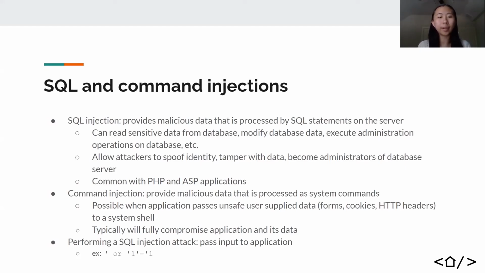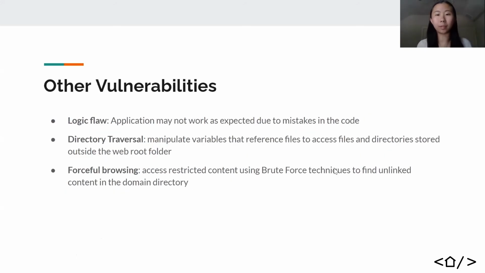One example of a SQL injection that you can do is this input to the application that's under the example. We'll actually explain how this works when we go through the Try Hack Me room, and it's pretty interesting how it works. Some other vulnerabilities are a logic flaw. This is when an application might not work as expected due to mistakes in the code. Basically attackers can circumvent certain things, and we'll actually see this in the Try Hack Me room.